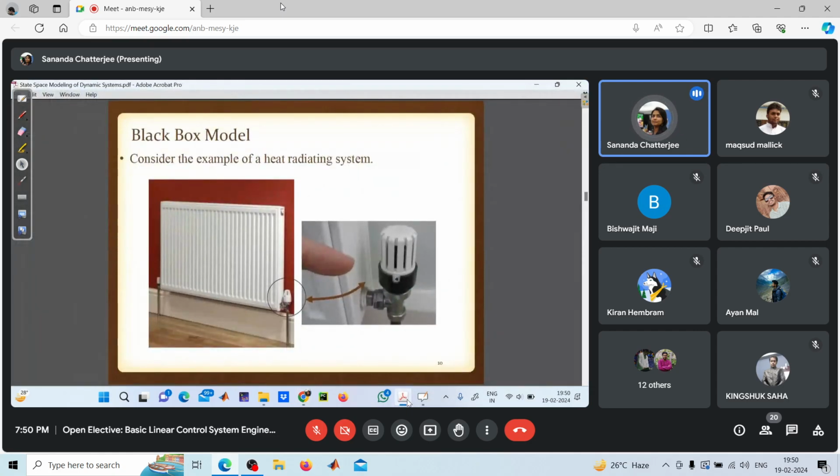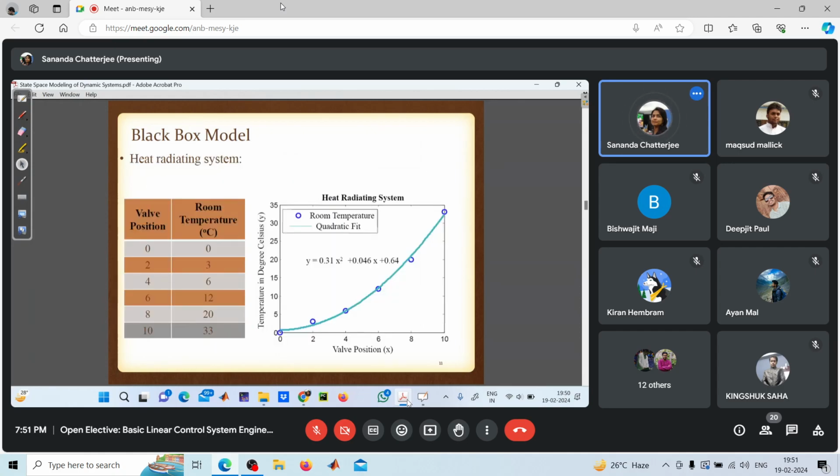Okay, so I'll give you one example. Say there is a heat radiator that is placed near a furnace. What we will do is capture the room temperature at different valve positions. At valve position 0, the room temperature is 0. For 2 there is some room temperature captured, and then up to 10, at an interval of 2, we have taken the room temperature data.